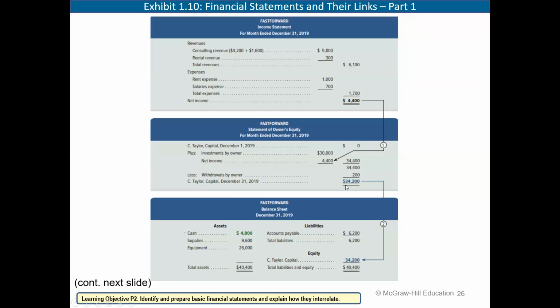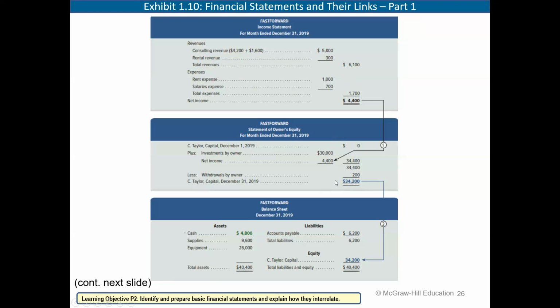And at the end, the statement of owner's equity will tell us at the end of the period, there was 34,200 in owner's equity. And so what I like about this is it sort of breaks it down for us. It says, okay, you had zero, now you have 34,200. Well, where did that come from? Well, 30,000 of it came from the investment by the owner. 4,400 came from net income, which was your revenue minus your expenses. And then minus 200, which went back out to the owner.